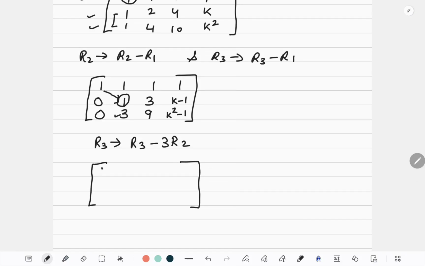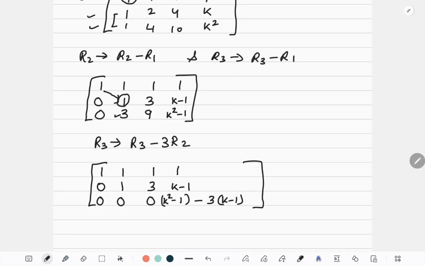Let's work on it. 1 1 1 1 0. Now I am not changing this, so I'll write it directly. In R3 I have to work. So 0 0 0 and, I should increase this place because I need some space, k square minus 1 minus 3 k minus 1. Correct?